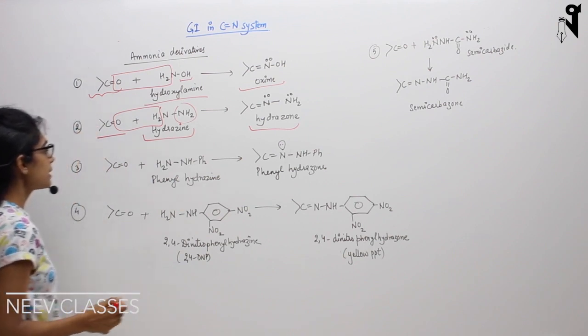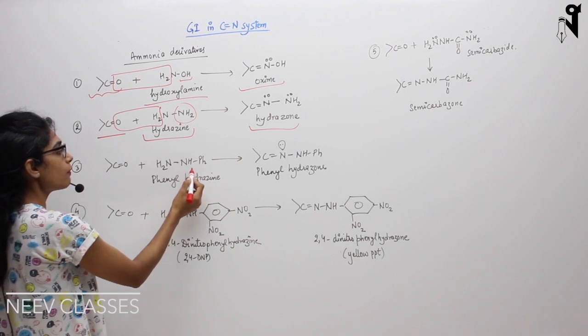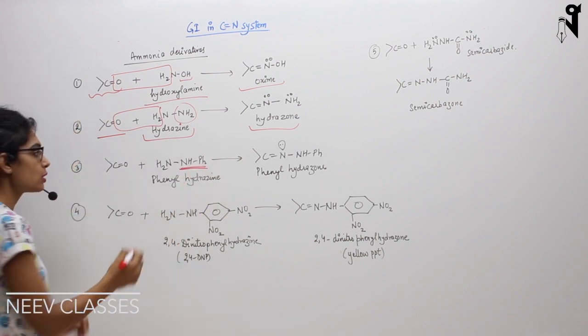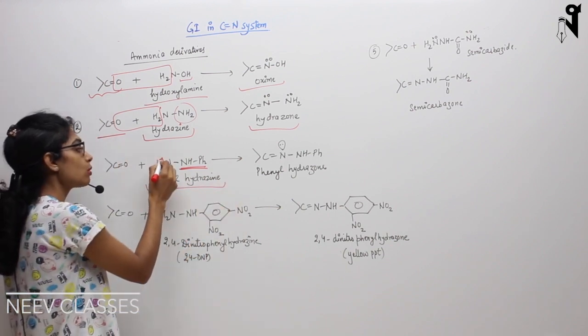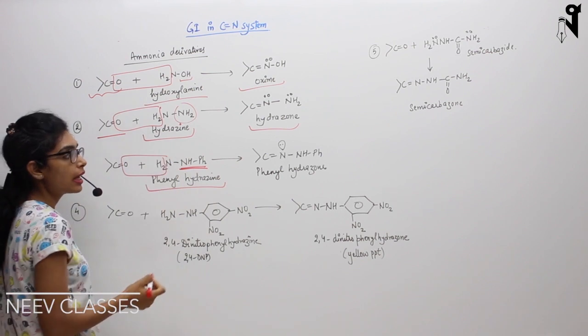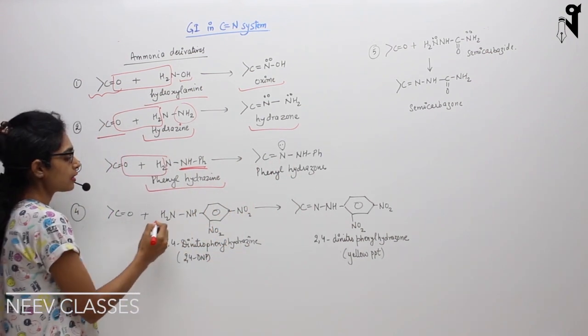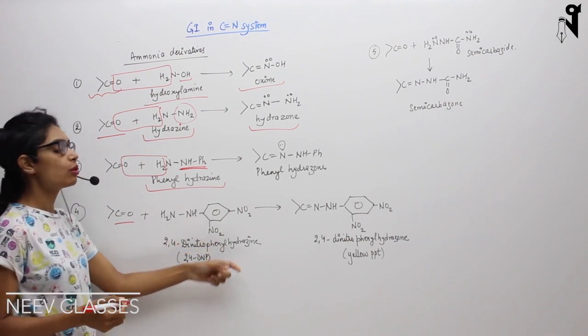Okay. Next is the same thing. The only difference is that instead of NH2, NH2, you have NH benzene, and hence the group will be called phenylhydrazine. And when the reaction takes place, hydrogens from here will go along with the oxygen and form phenylhydrazone. Next is again a carbonyl compound and 2,4 dinitrophenylhydrazine.